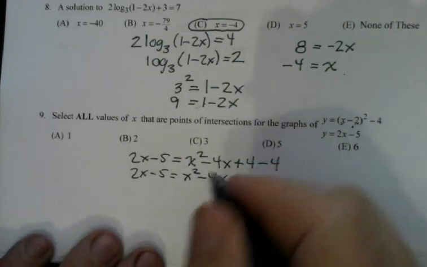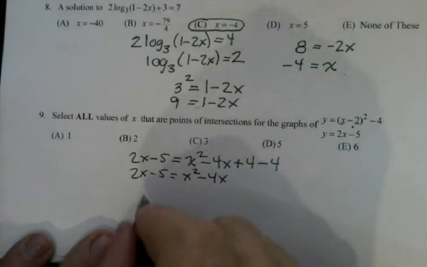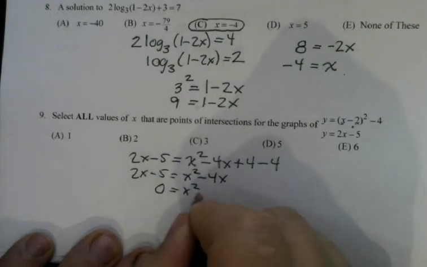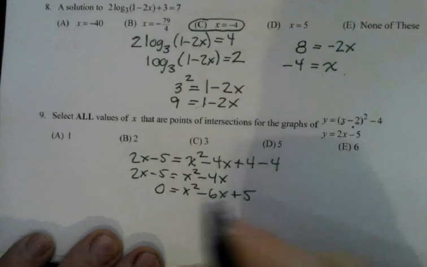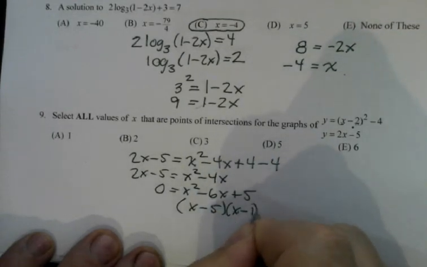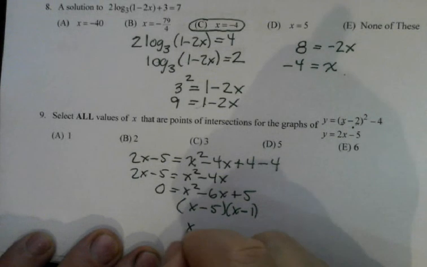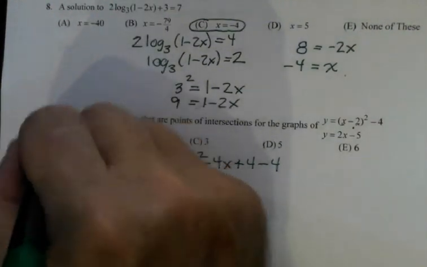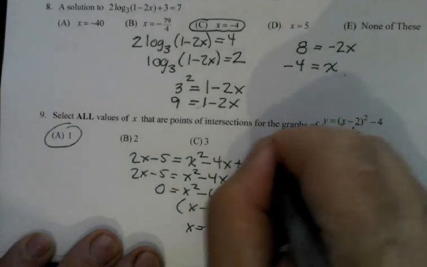minus 4x. Okay, so I have a square, so I'm going to move everything to one side. So subtract 2x, add 5. This factors to x minus 5 and x minus 1. So I get x equals 5 and x equals 1. So it'll be A and D.